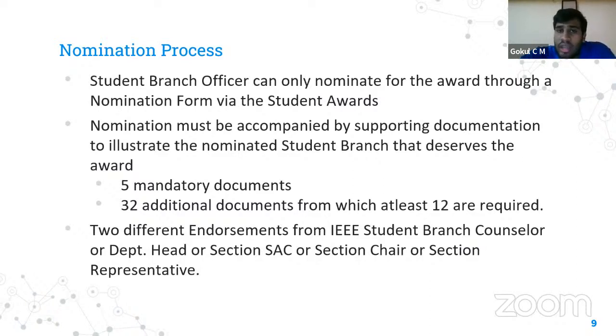So 2 different endorsements are needed. It can be done by the IEEE student branch counselor or department head or section student activities committee chair or the section chair or the section student representative. So we'll be looking at each of these in detail. Don't worry about it. Each of these points, in detail, in the coming slides. So this is the nomination process. So we have heard the eligibility criteria. If you are okay with the nomination process, then we are going to proceed.